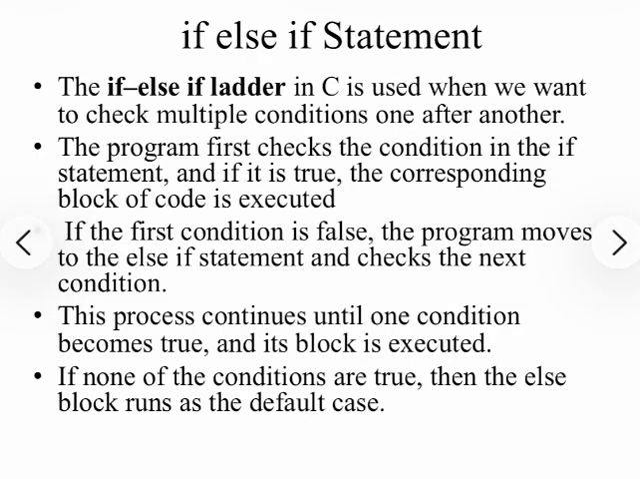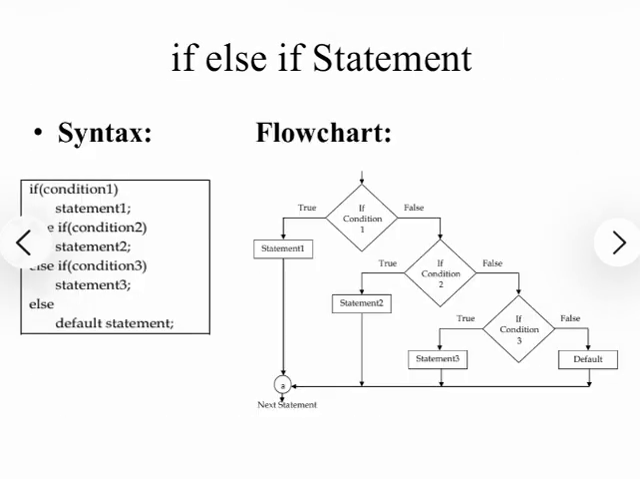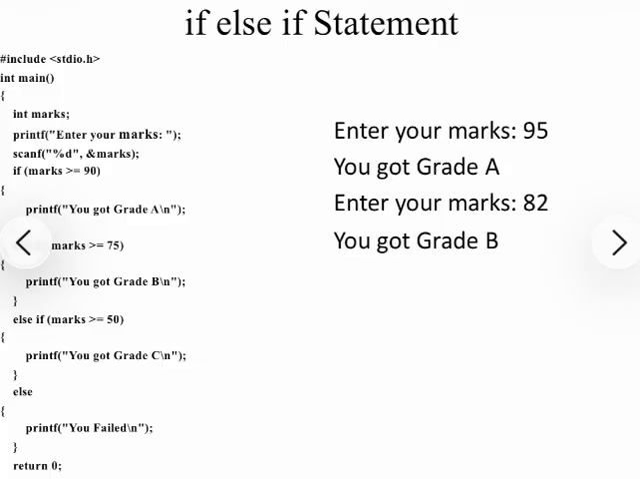Next, the if else if statement. We can also call it the if else if ladder in C programming. In this, it can check multiple conditions one after another. Here is the syntax and the flowchart diagram for the if else if statement. They have given an if condition, and then inside that another else if condition, and then another else if condition, and lastly the default else part. Here is the example for the if else if statement. The example given is grade marks for students.